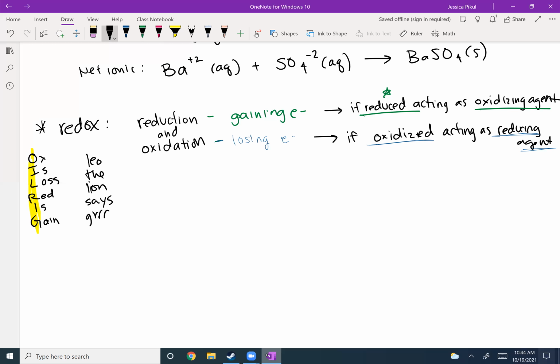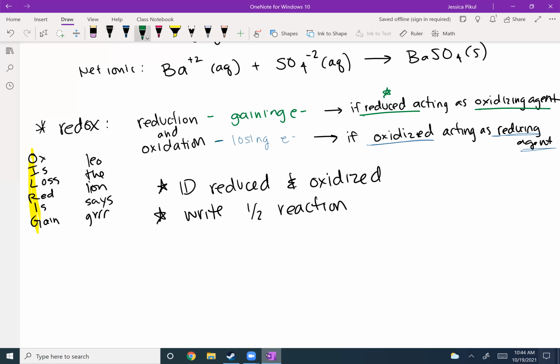Anyway. Okay, so what I'd like you to be able to do with redox reactions is identify what's being reduced and oxidized. And I'd like you to write the half reactions that focus on them. We are going to do balancing of redox reactions in chapter 17 in Chem 163, I think.